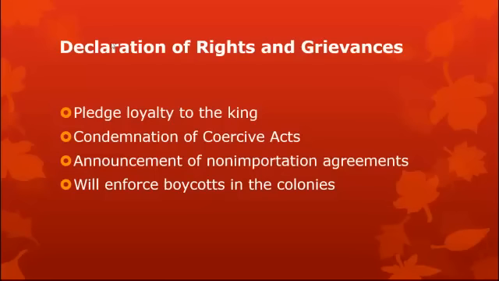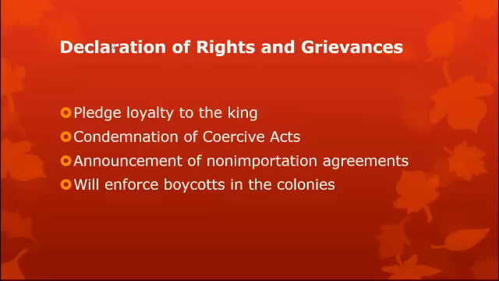And what it said was, first and foremost, they pledged loyalty to the king. Because the last thing that these colonists want is for the king to think that they are rebelling, hang them all, send the entire British army to the Americas. And so they pledge loyalty to the king. But they then go on to say that the Coercive Acts were wrong, and they condemn them openly. They also announced non-importation agreements. They announced more boycotts of British goods, and they said that we will enforce the boycotts in the colonies.